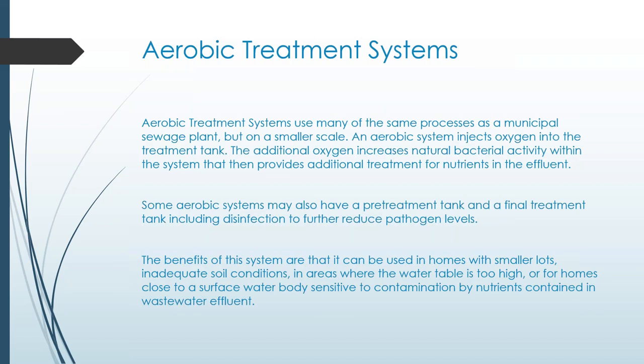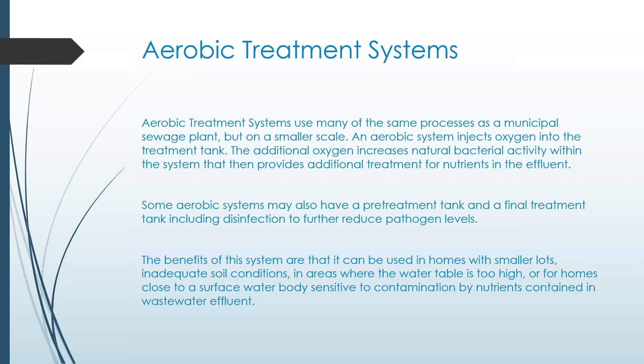Aerobic treatment systems. An aerobic treatment system uses many of the same processes as a municipal sewage plant, but on a much smaller scale. An aerobic system injects oxygen into the treatment tank. The additional oxygen increases natural bacterial activity within the system that then provides additional treatment for nutrients in the effluent. Some aerobic systems may also have a pretreatment tank and a final treatment tank, including disinfection to further reduce pathogen levels.